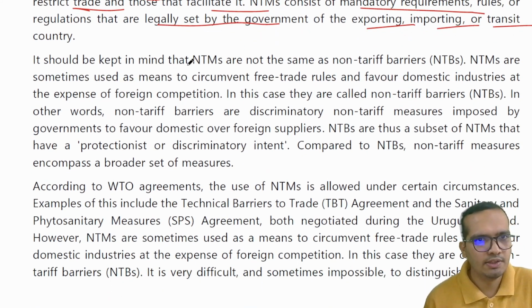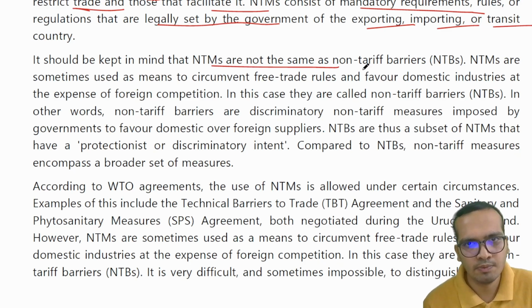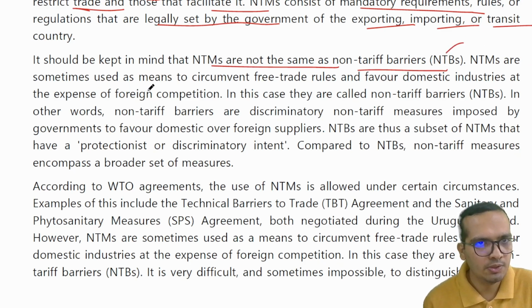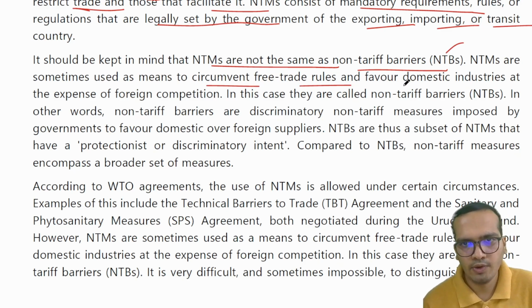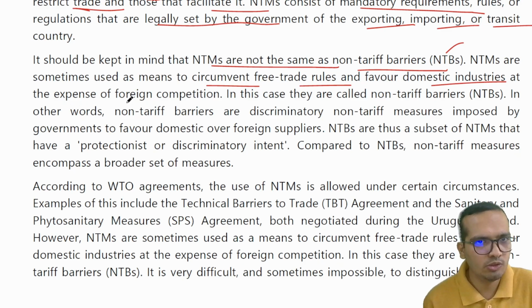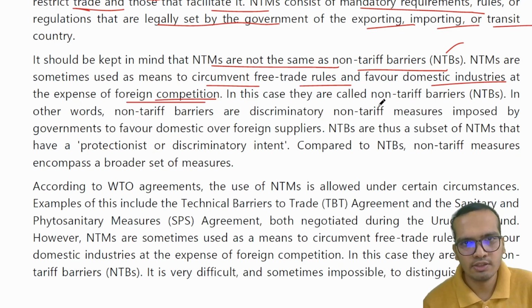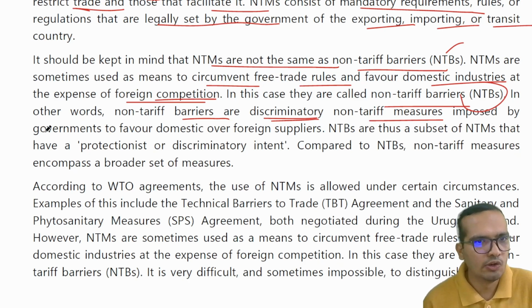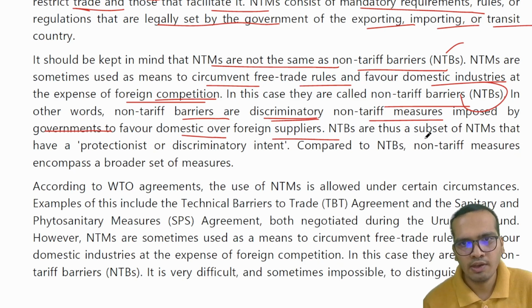It should be kept in mind that NTMs are not the same as non-tariff barriers (NTBs). NTMs are sometimes used as means to circumvent free trade rules and favor domestic industries at the expense of foreign competition. In this case, they are called non-tariff barriers (NTBs). In other words, non-tariff barriers are discretionary non-tariff measures imposed by governments to favor domestic or foreign suppliers. NTBs are thus a subset. Subset means of NTMs.